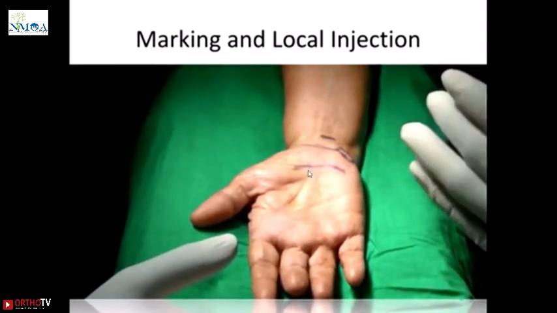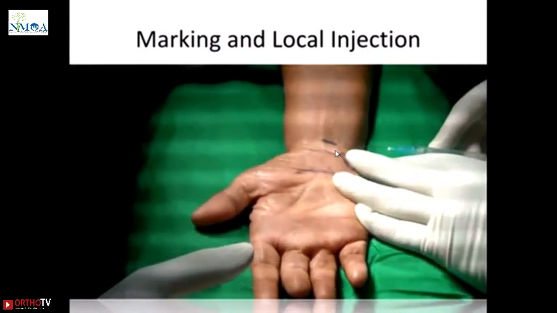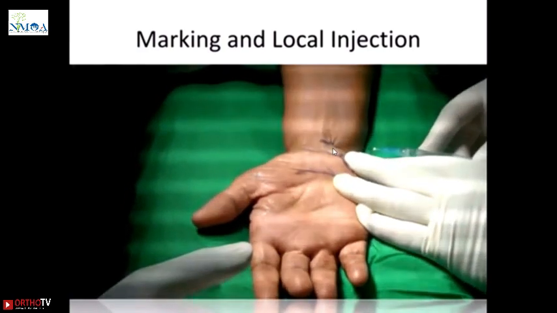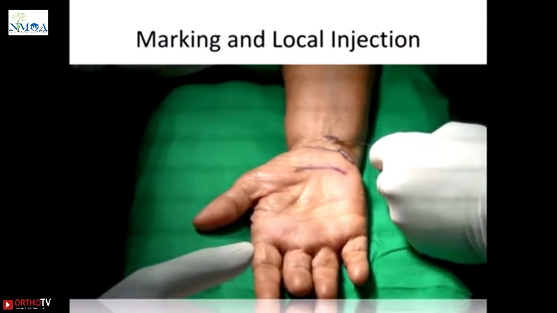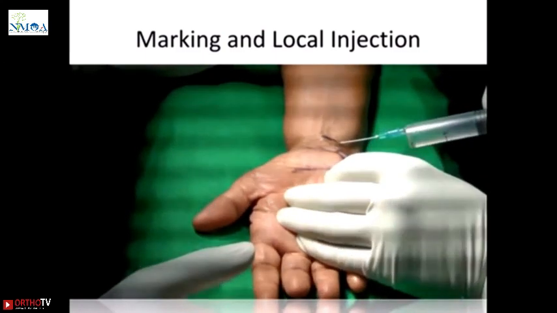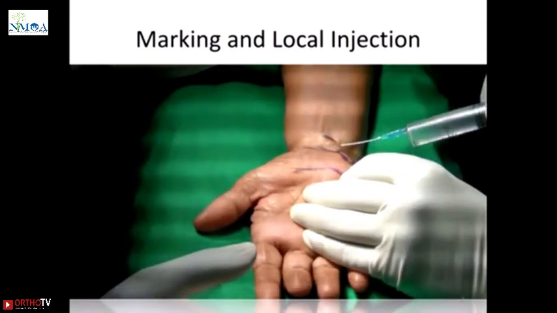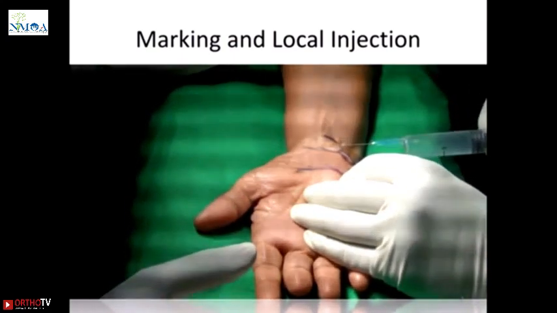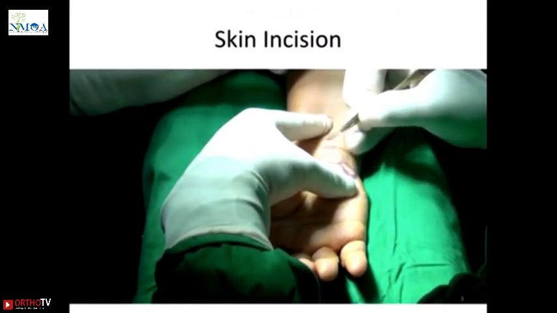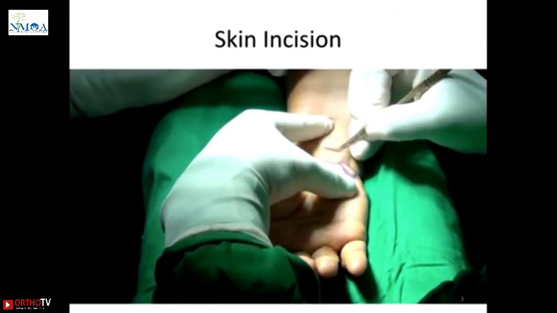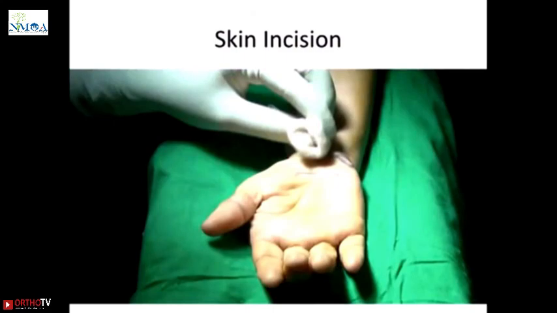You mark the carpal tunnel boundaries around 1.5 centimeters above the proximal carpal tunnel crease, and inject local anesthesia, 0.25% Sensorcaine, just into the subcutaneous area. I don't inject local anesthesia into the carpal ligament itself. Then a skin incision is taken at that position.